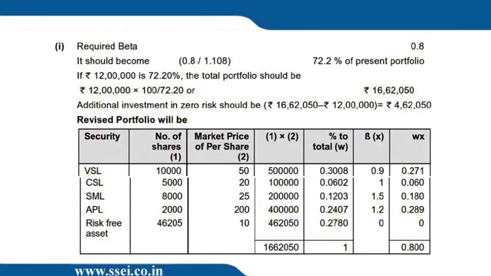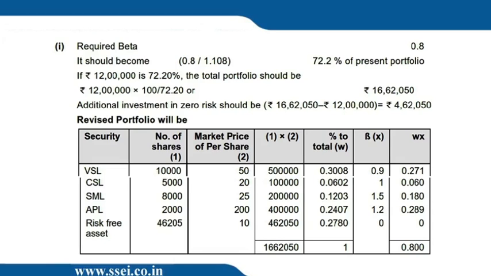So in the solution we find the total was 12 lakh. 12 lakh is 72.2%. So what is the total portfolio? 12 lakh by 0.722. I'm looking at the solution. The 12 lakh by 0.722 is 16 lakh 62,050. So total portfolio should be 16,62,050, out of which 12 lakh is already invested in these 4 shares.